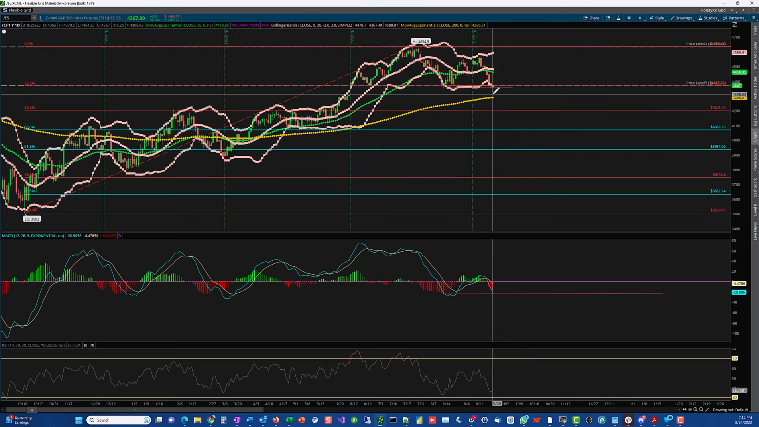But if it does become a support in this area, then we're looking back into the mid band and trying to see how price action works there. So play it accordingly based on that.